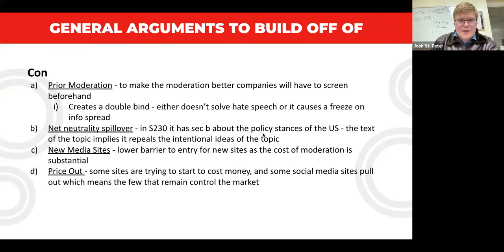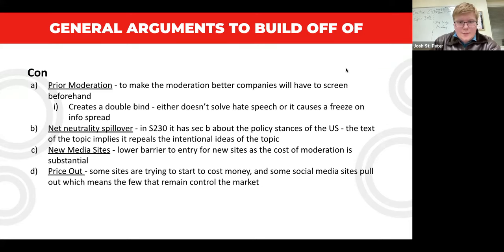The next is the new media sites. The lower barrier to entry exists on the con world, where you can create new media sites a lot easier, which means that in ways you could get rid of the old ones by having a better new media site. Because if creating a social media site required strict moderation the entire time, then it could possibly be too costly, or it would just not even be able to exist in the first place. So new media sites are less likely to come about because the starting cost requires more moderation.